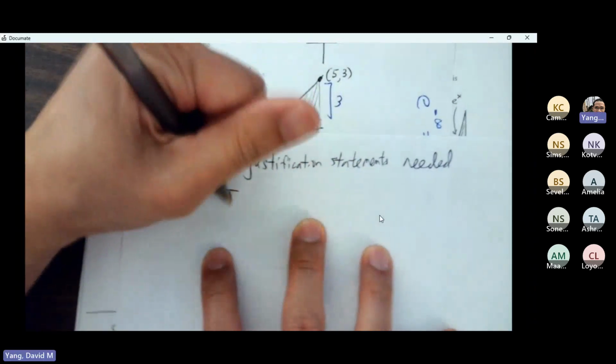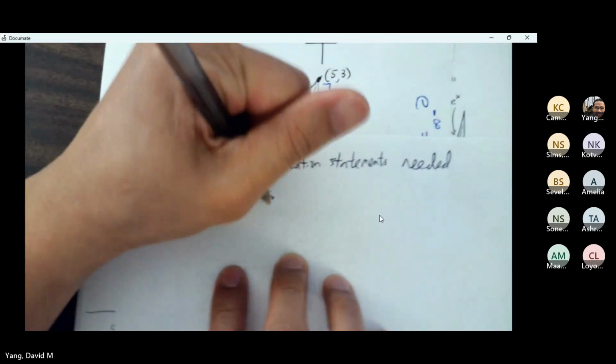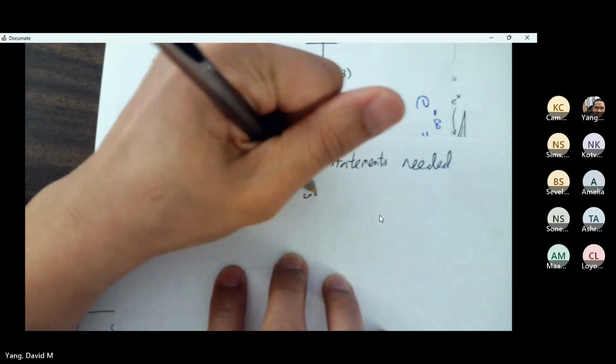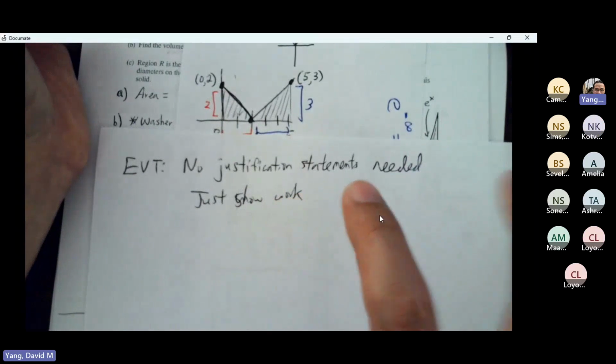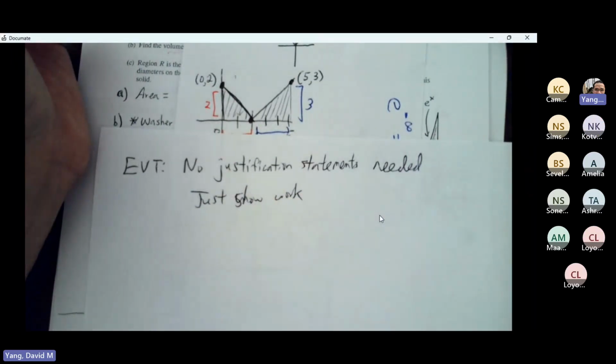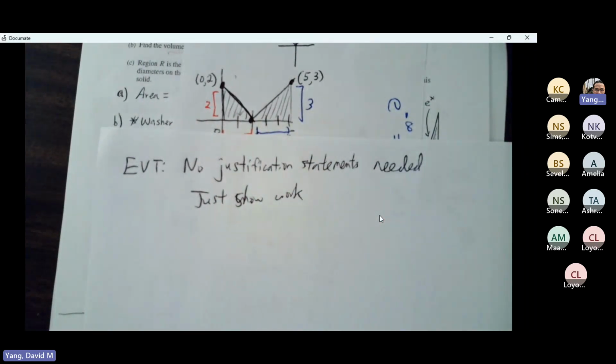Just show your work. So show how you found your endpoints, your critical points, and then how you tested them and how you arrived at your solution. So all the EVT problems, we just need to show the work.